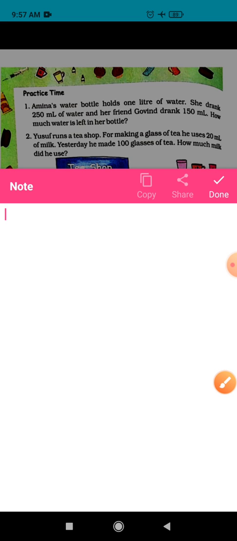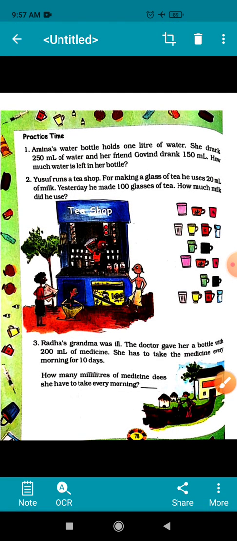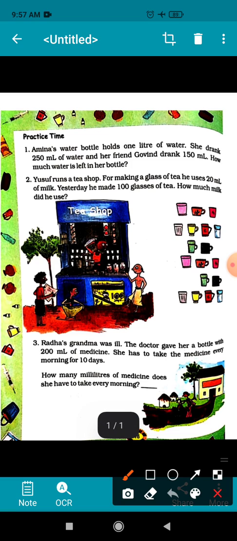Children, hope you all have understood all these 3 word problems. So please practice this type of sums and build your concept. Children, first of all, you read the questions carefully, then find out what are the things given in the problem and what are the things you have to find out. Then only you will be able to solve the questions.